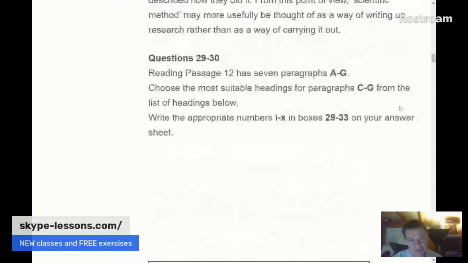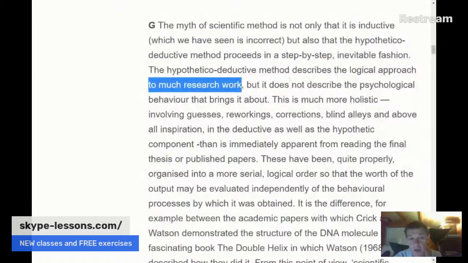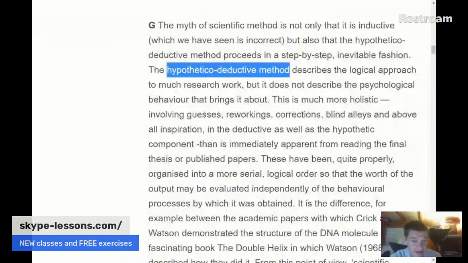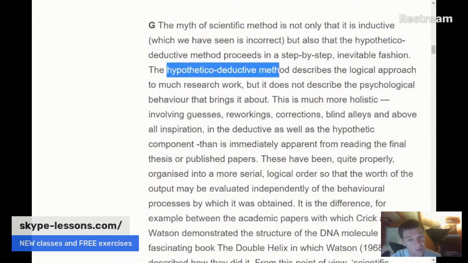Now, please notice that G immediately starts by mentioning research. Well, down here, not immediately, the second sentence, where we get the hypothetico-deductive method describes the logical approach to much research work. So how research is done, guys, yeah? And it's saying research is done not by the inductive method, but by the hypothetico-deductive method. And I think it's absolutely right that most people think science is inductive. It really is a widespread misunderstanding of science when actually it's hypothetico-deductive.